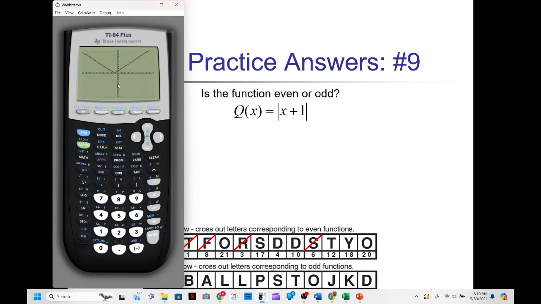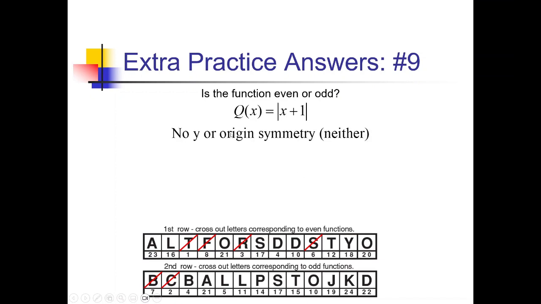Now, when I'm looking for even or odd, I'm looking to see if it has y-axis symmetry, that would be even, or origin symmetry, if I rotate it 180 degrees, that would give me an odd function. This has neither of those types of symmetry. It's got symmetry about this line at x equals -1, but that doesn't really get us anything with the whole even-odd thing. So since there's no symmetry in terms of y-axis or origin, this is neither even nor odd, and it's on to the next.